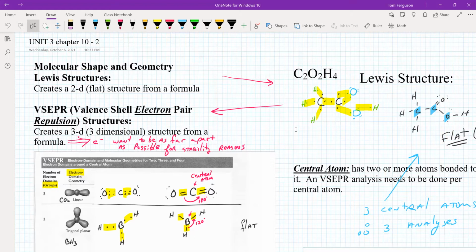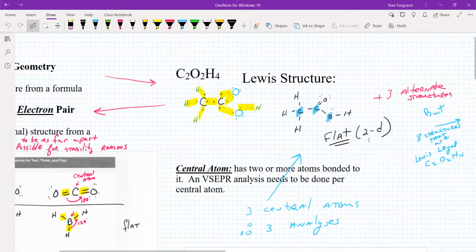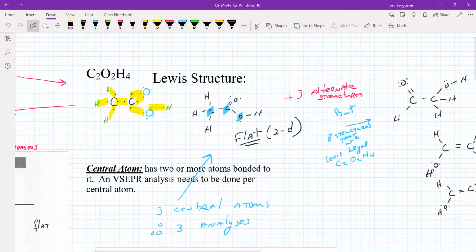The problem with Lewis structures is they're two-dimensional, they're flat. And in reality, structures are three-dimensional, not two-dimensional. So what we're going to do is first look at the C2O2H4 structure, which is the structure for acetic acid. And this is the Lewis structure, one of 8, by the way. And I asked you to do 3 additional structures.